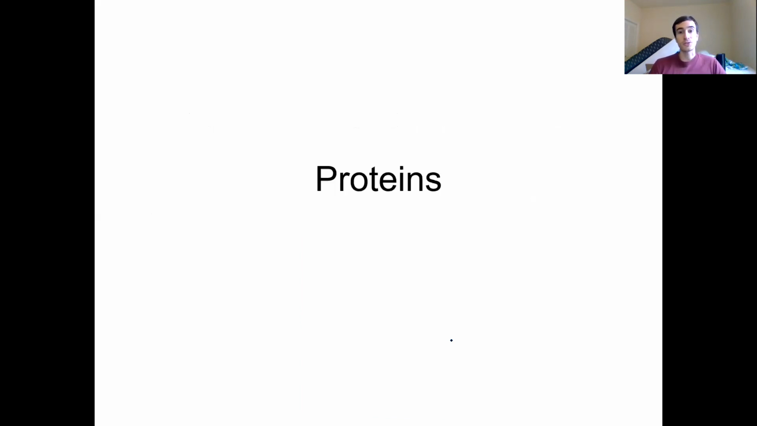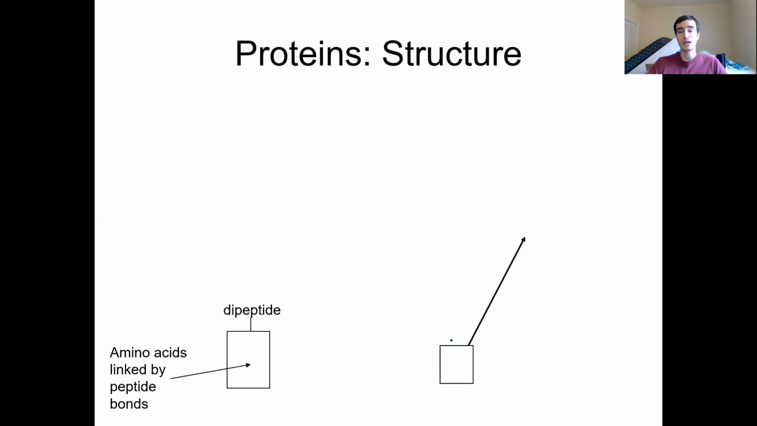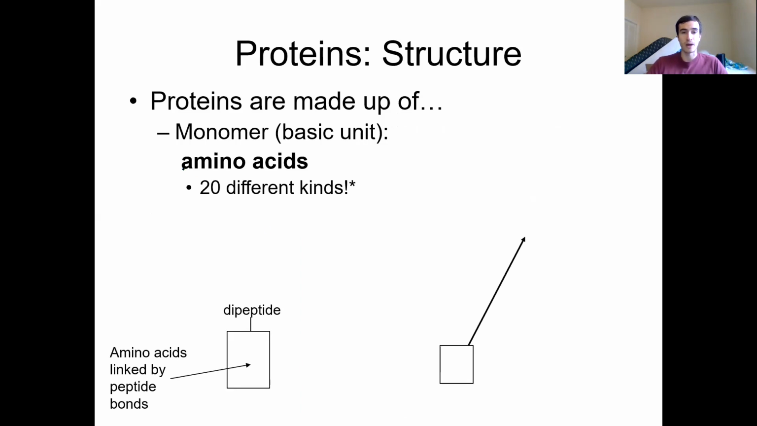Our third and one of the most major macromolecules that we have in our body are proteins. So proteins are made up of smaller monomers called amino acids. So there are 20 different kinds of amino acids that exist in nature that build all of the different proteins that our body uses.